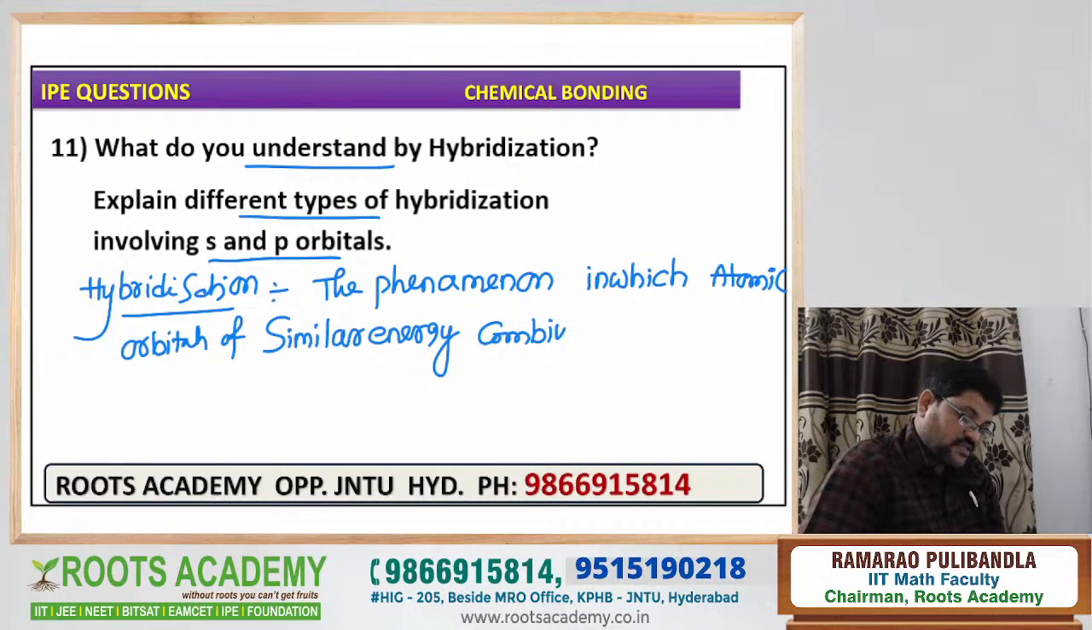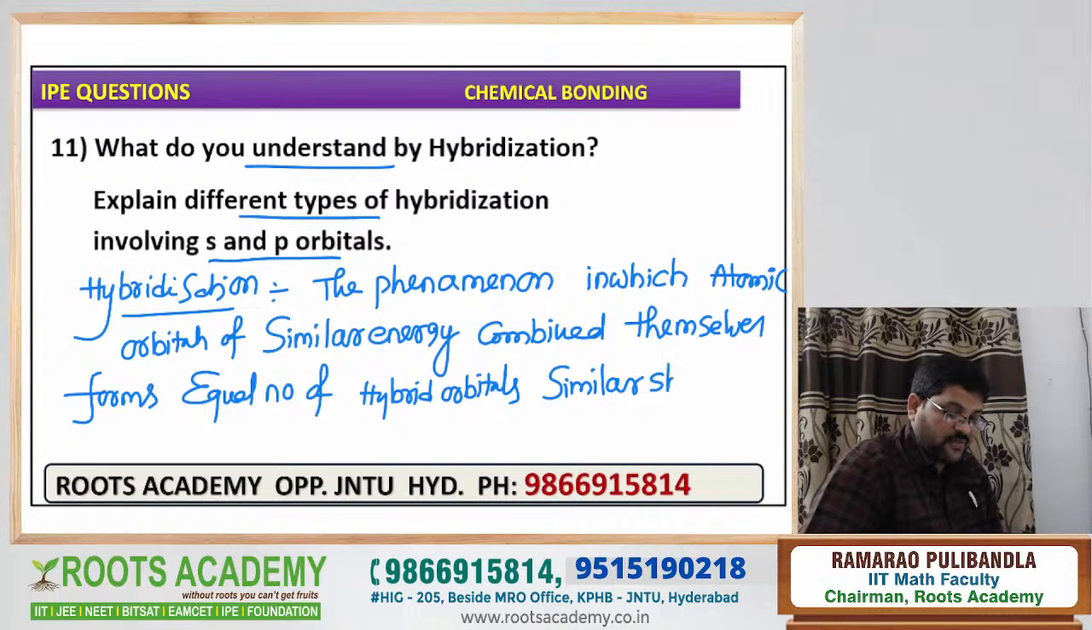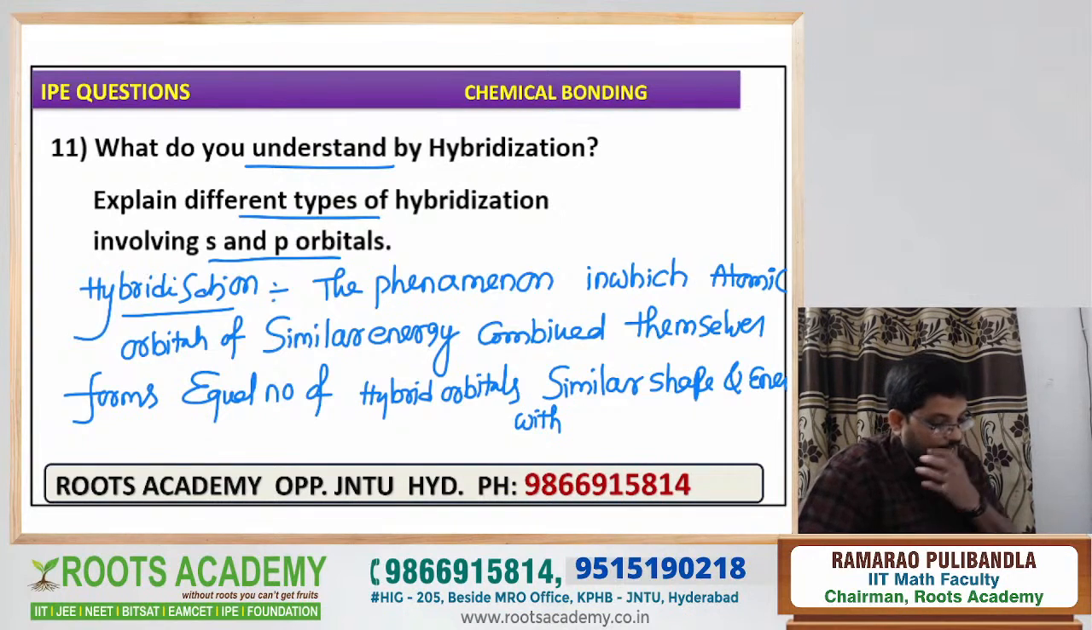combine themselves and form an equal number of hybrid orbitals with similar shape and energy. That is the statement of hybridization: equal number of hybrid orbitals with a similar shape and energy. Simple statement, repeat once again.